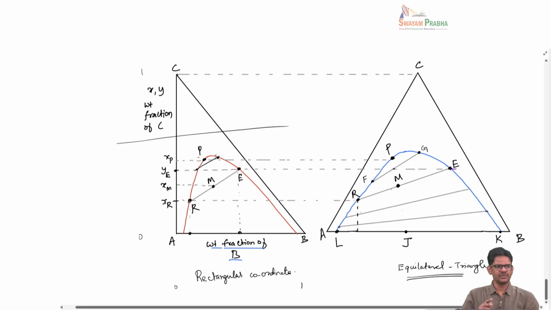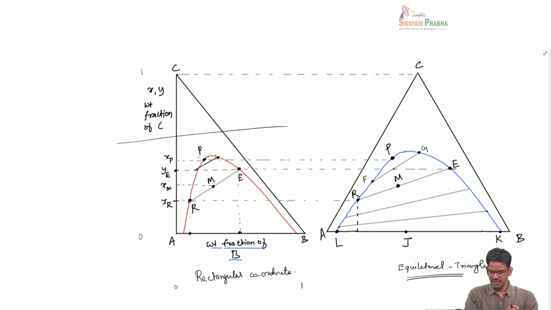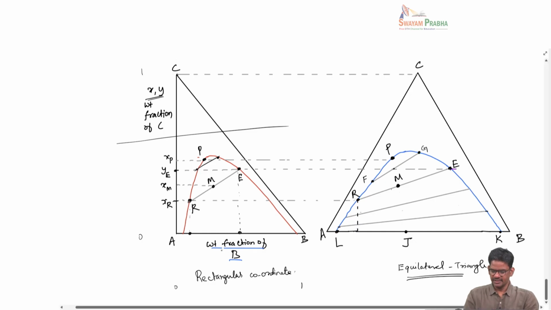Something like this. So every tie line in an equilateral triangle diagram can be mapped onto a rectangular diagram by reading the values of X and Y, while at the same time plotting that in terms of weight fraction of B. We are not losing any information here. The only thing is we are rescaling.